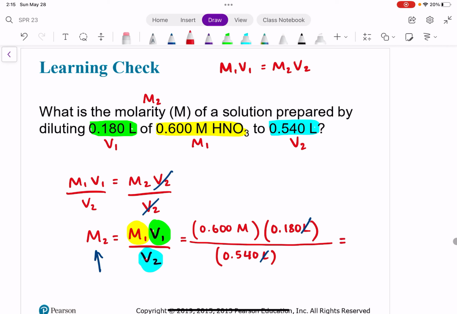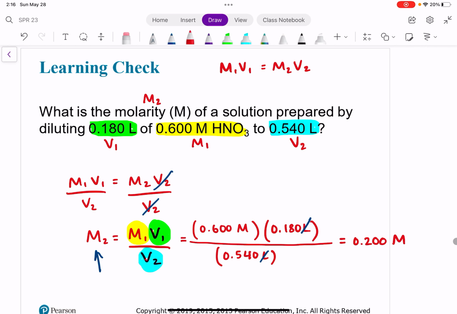So let's do our math here. 0.600 times 0.180 equals 0.108, divided by 0.540, which is 0.2. That's what came out in my calculator. Let me make sure we have enough sig figs. We don't want to get rid of any sig figs, and it looks like we start with 3 sig figs all around. So let's add a couple zeros in here. That decimal place makes this 3 sig figs. If there was no decimal place there, we would only have 1.